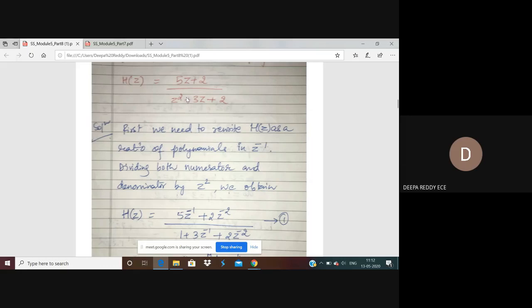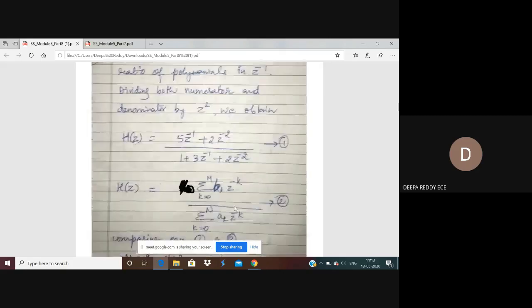Dividing both numerator and denominator by z squared, this term will become 1 plus 3z to the power of minus 1 plus 2z to the power of minus 2. So we have successfully converted the given transfer function in terms of negative powers.